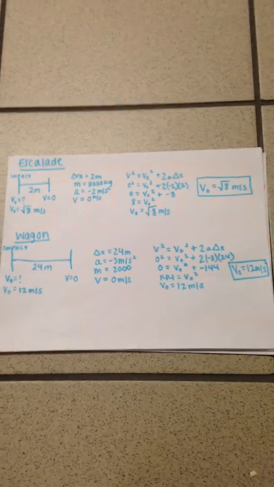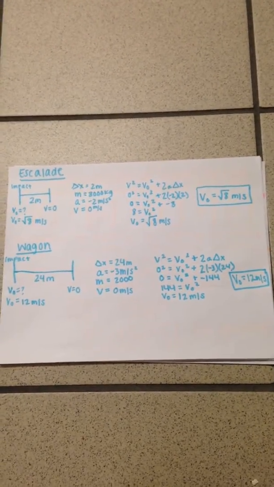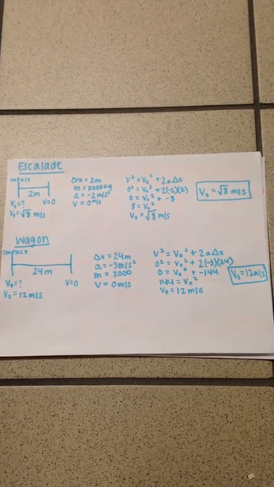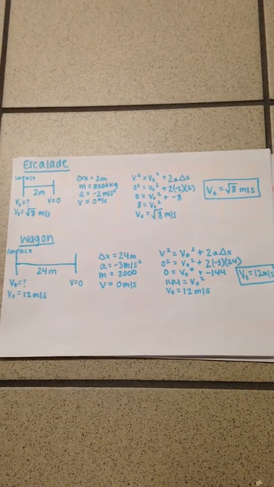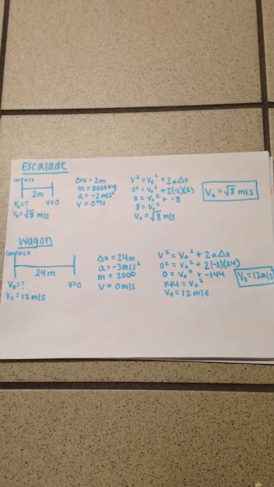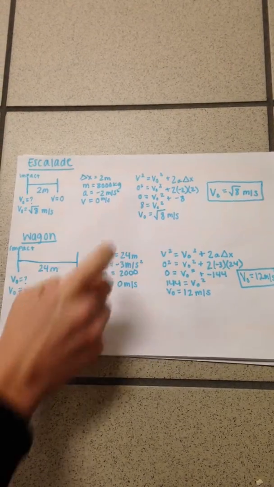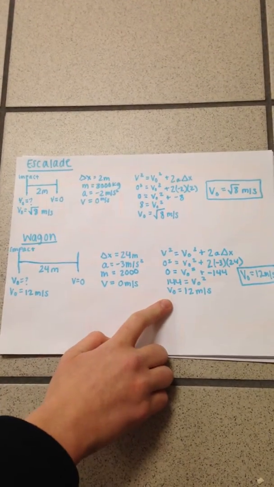These are the calculations to find the initial velocity after the impact. We use the formula v squared equals the initial velocity squared plus 2 times the acceleration times the displacement to get the result of √8 for the Escalade, and using the same process, 12 meters per second for the wagon.